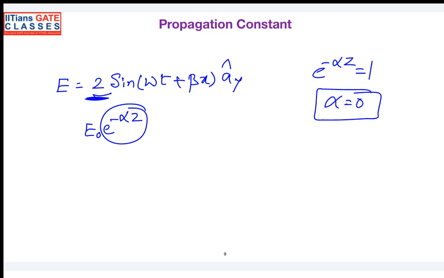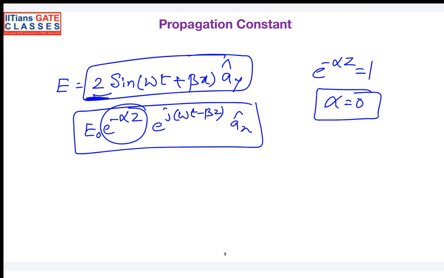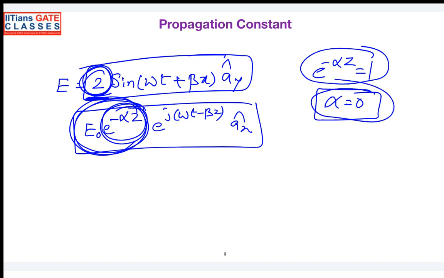Correct, right? If you compare this equation with the classic equation of the uniform plane wave, you are going to get some things. This is our classical equation. If you compare the amplitude part here, straight away you are going to get a constant, which means that your e power minus alpha z equals 1. So your alpha is said to be 0. When alpha is 0, the attenuation is 0. Alpha represents the attenuation constant.